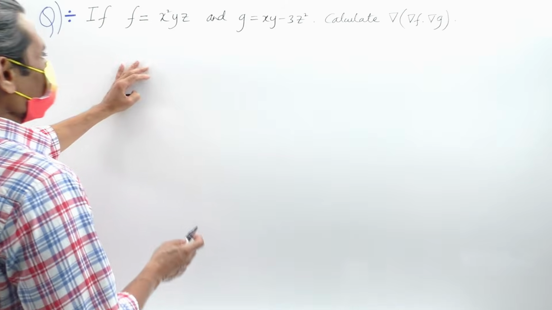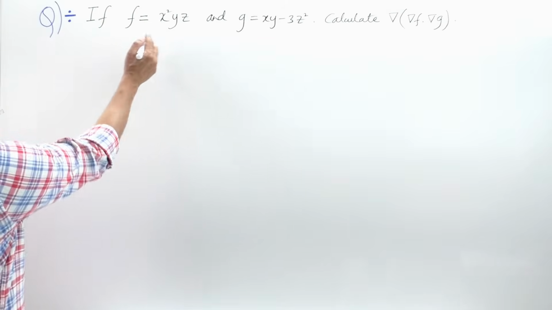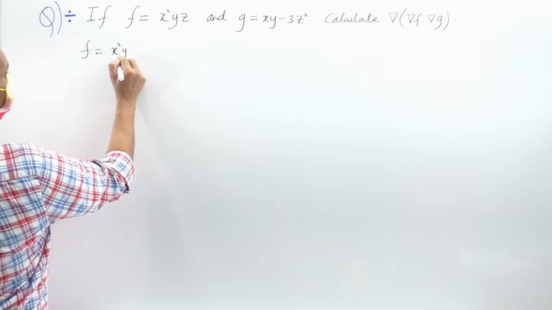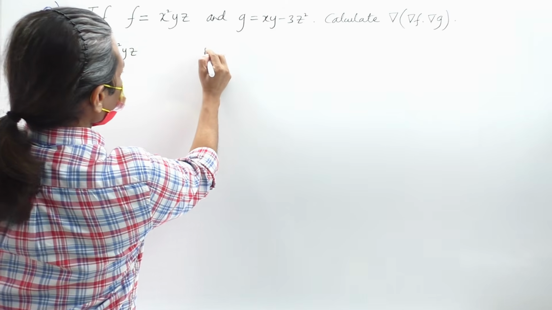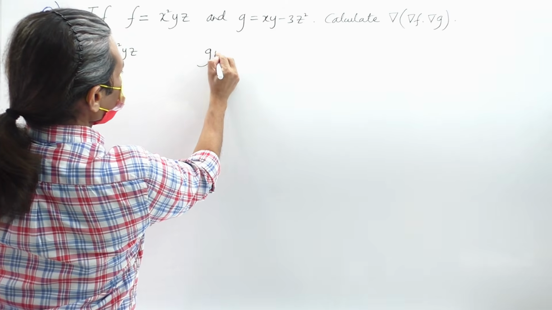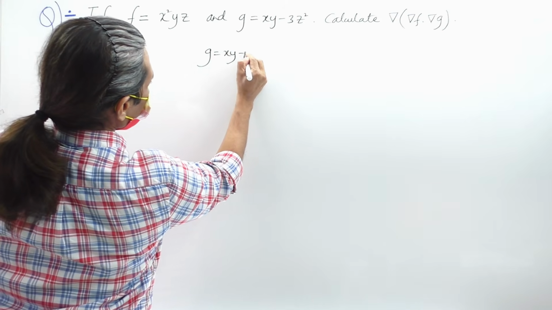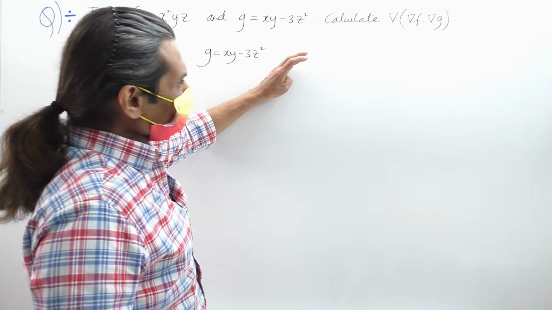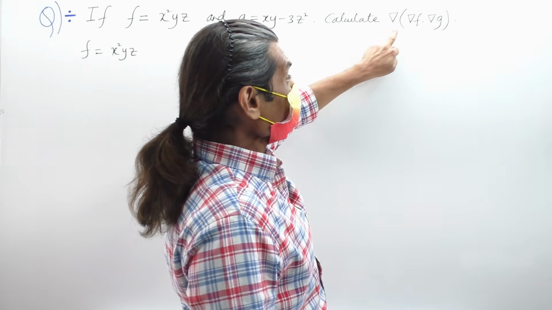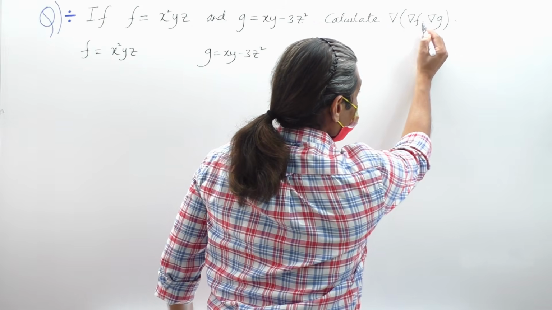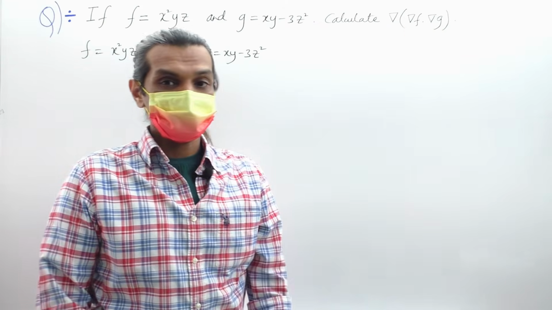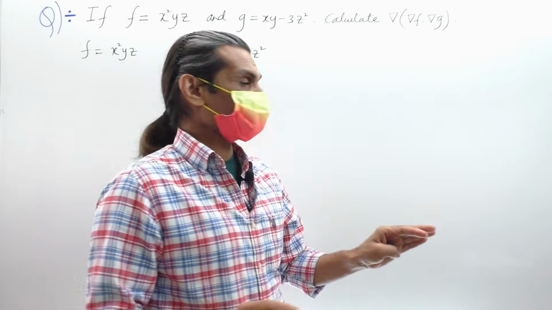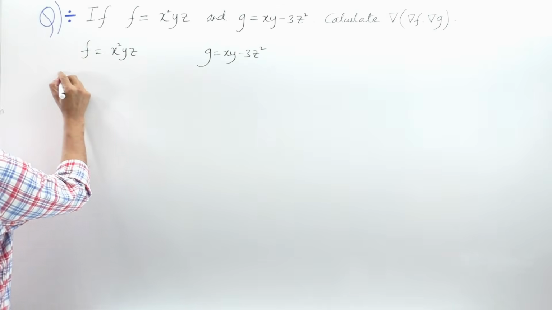This is a problem on vector differentiation. They have given f equal to x square yz, and the other function is given as g equal to xy minus 3z square. They are asking us to calculate del of f into del of g. So we need to first find del of f and del of g. Okay, so what is del of f?